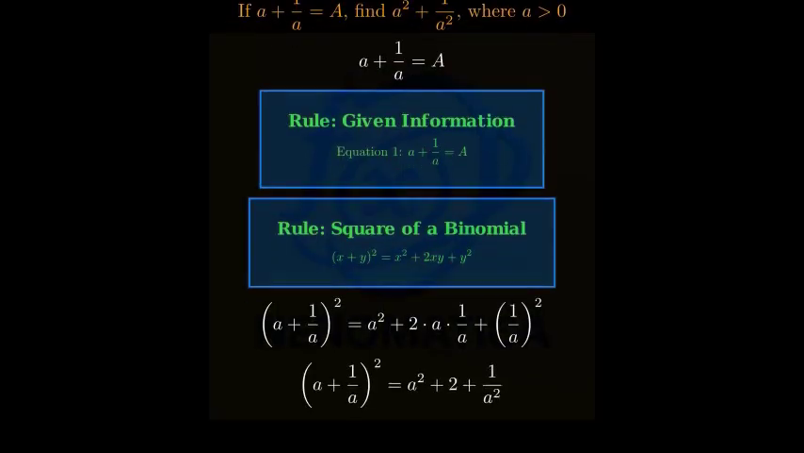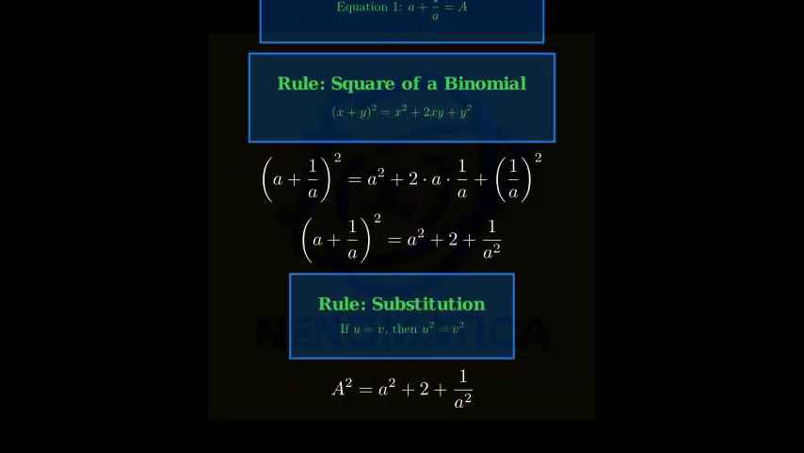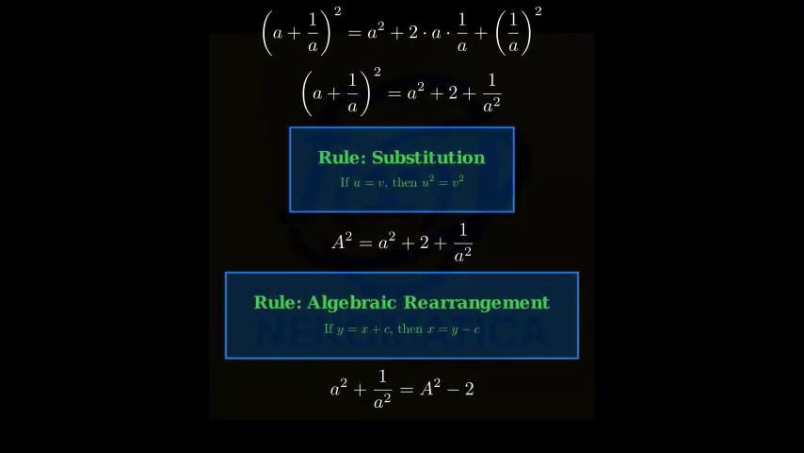Now, we know that a plus 1 over a equals a from equation 1. So, the left side of our squared equation is a squared. This means a squared equals a squared plus 2 plus 1 over a squared. Finally, let's solve for a squared plus 1 over a squared. We can rearrange our equation to get a squared plus 1 over a squared equals a squared minus 2.